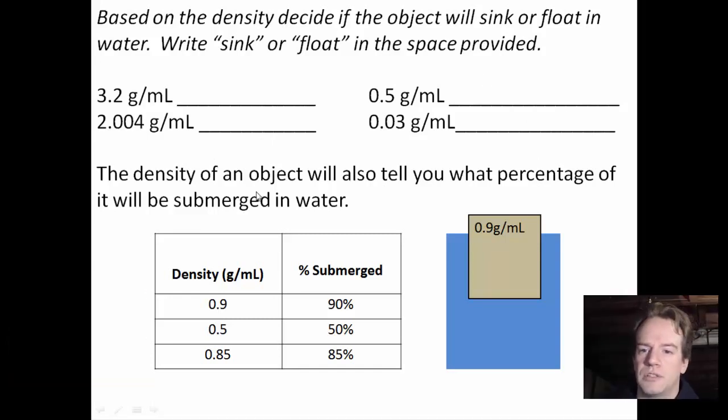The density of an object will also tell you what percentage of it will be submerged in water. So if something has a density of 0.9, we know that in water with a density of 1, 90% of it will be submerged. Has a density of 0.5, 50% of it will be submerged. 0.85, 85% of it will be submerged. So we can tell how much of something will be submerged based on its density in grams per milliliter.